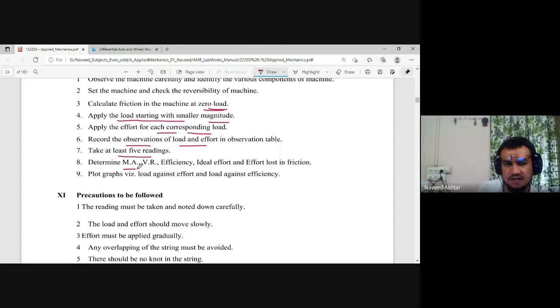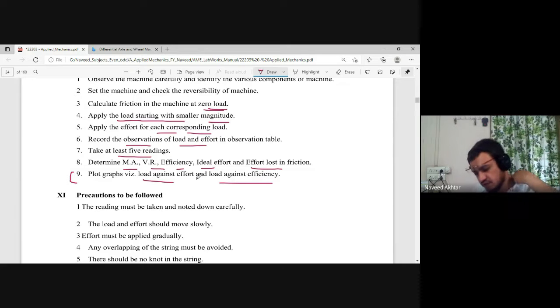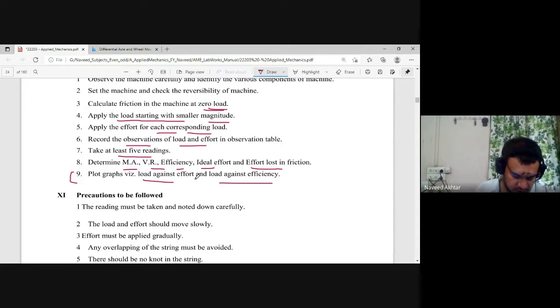Determine the mechanical advantage with velocity ratio, efficiency, ideal effort, effort lost in friction. And also you have to plot the graph of load against effort and load against efficiency. So these two graphs also you have to draw in this practical. So how it is working principle, you have seen the video. Now, the actual observation you should take carefully.